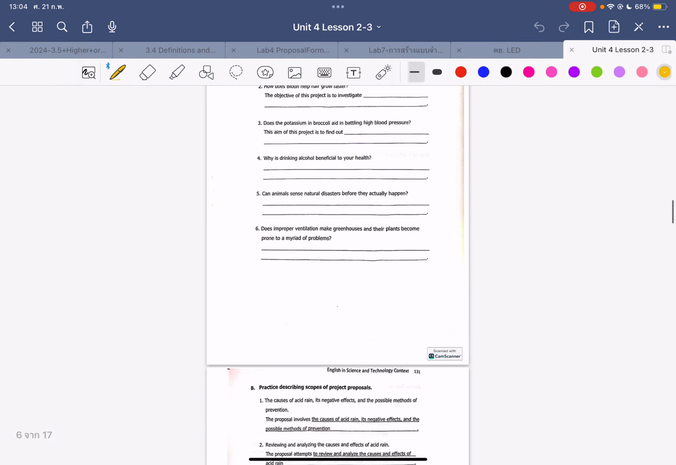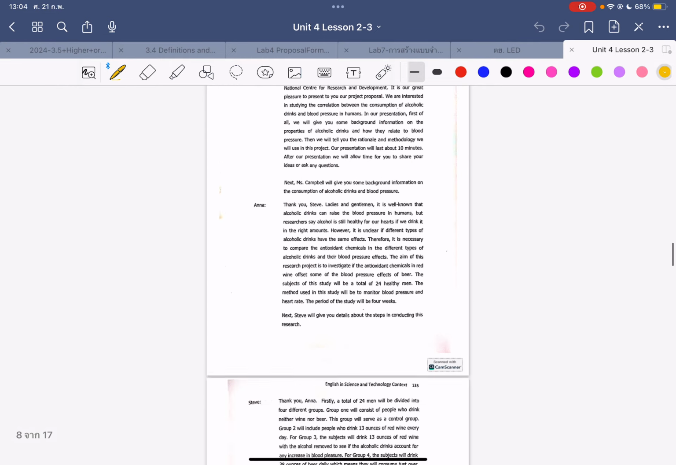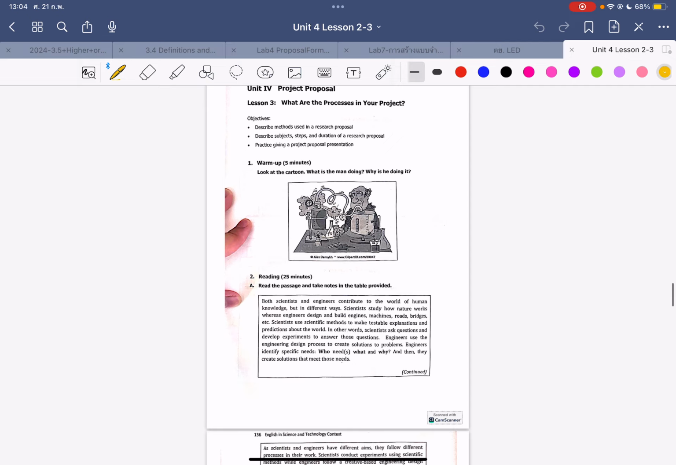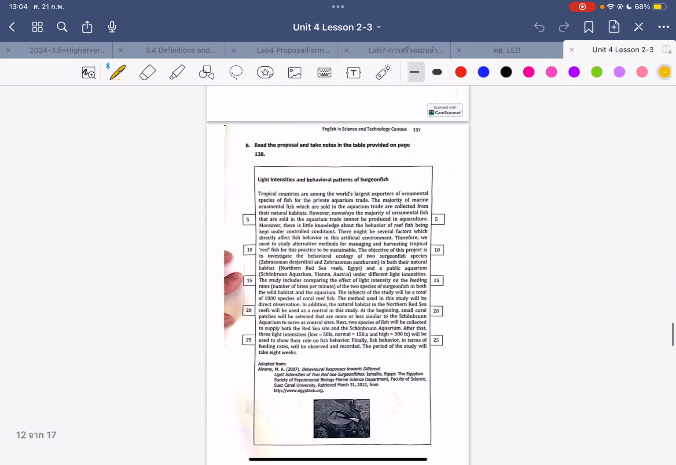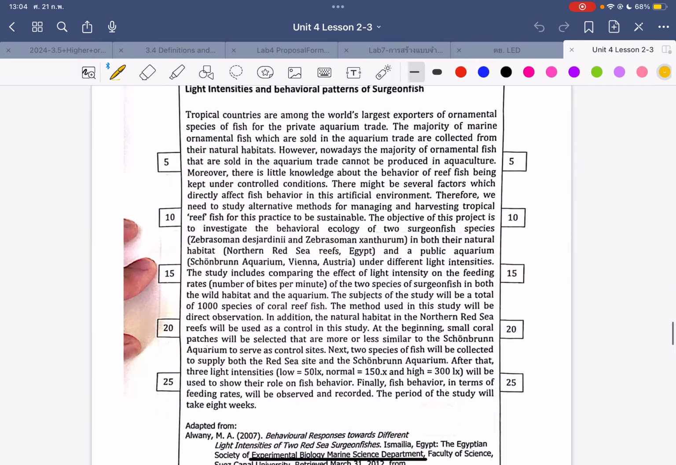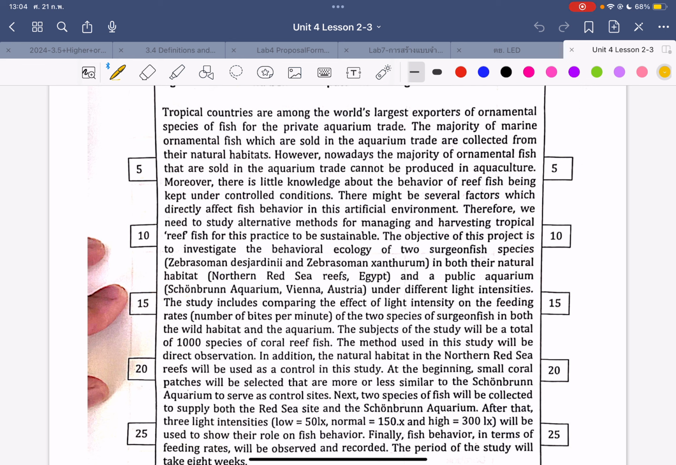Of this kind of fish called surgeon fish. Okay, and they are going to check the behavior of the fish in relation to light intensity. Like for example, if there is more light, how the fish are going to react. If there is less light, what they are going to do. Okay, so they will observe the behavior of this kind of fish based on the different light intensities.